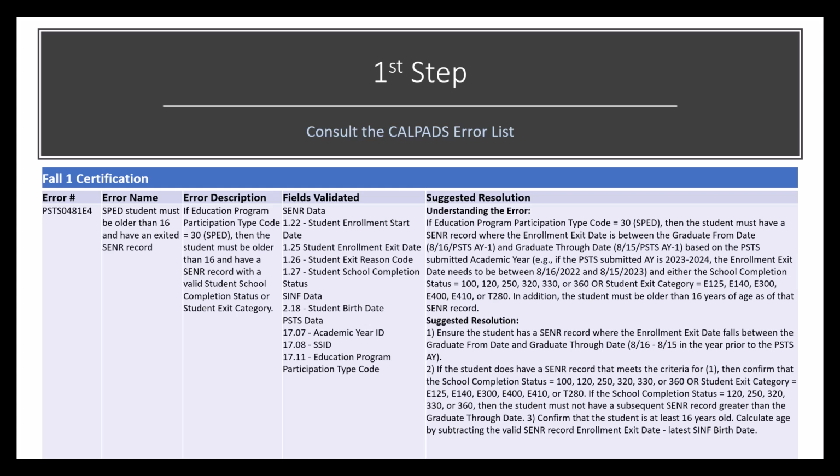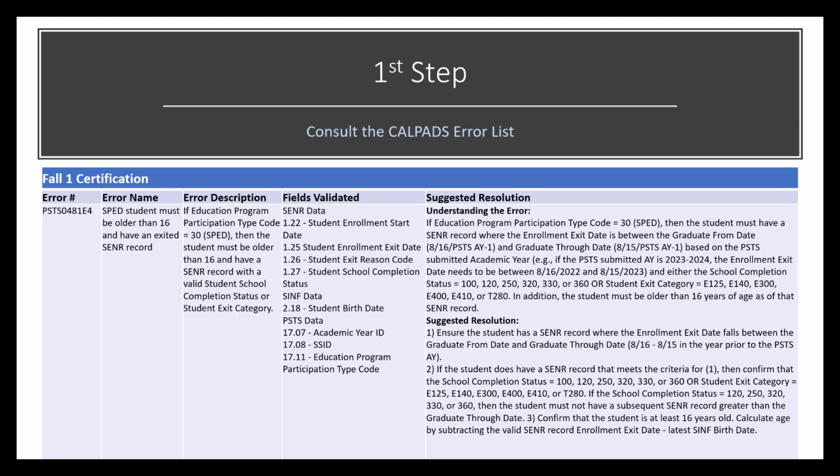So the fields validated are going to be a complement of student enrollment fields, student information fields, in particular the student's birth date, and the PSTS data fields, the academic year, the participation type code, all those come into factor, right? And then further details are under the suggested resolution.